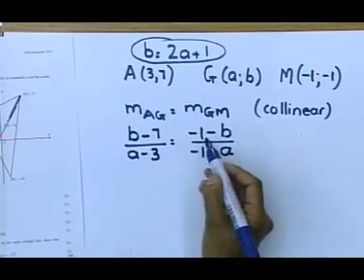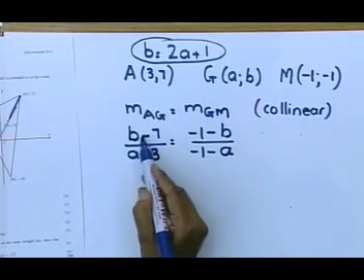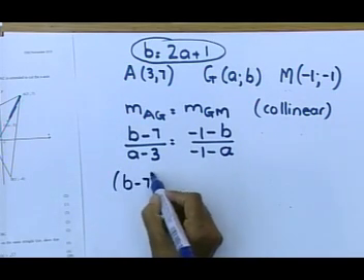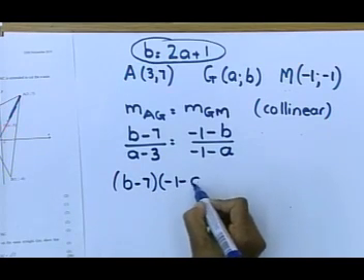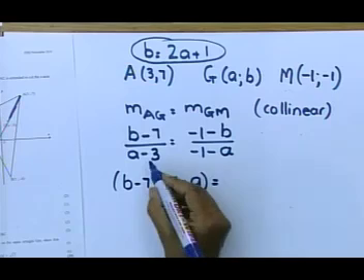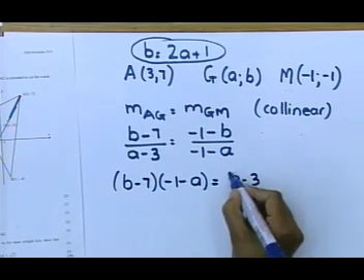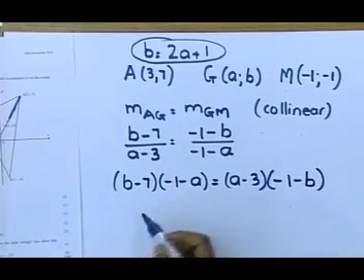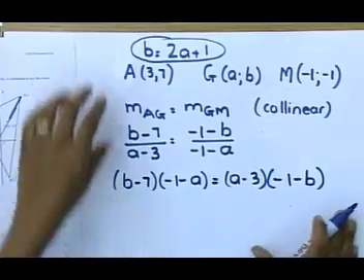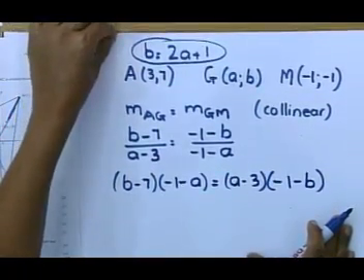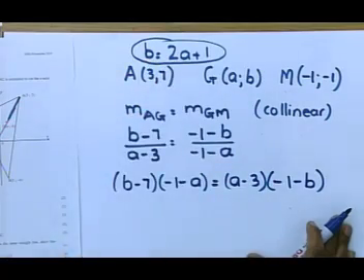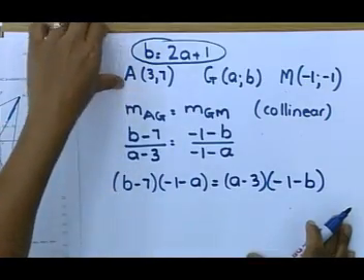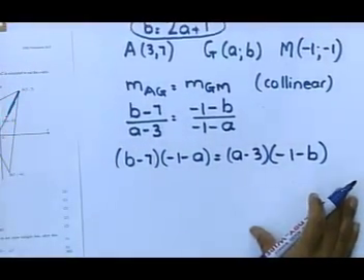All I'm going to do now is cross multiply. B minus 7 times negative 1, negative A is equal to A minus 3 multiplied by negative 1, negative B. I'm going to multiply out. We're going to FOIL. I hope you're still with me. Just remember, what is my goal? To show that B is equal to 2A plus 1. Okay, now FOIL with me.